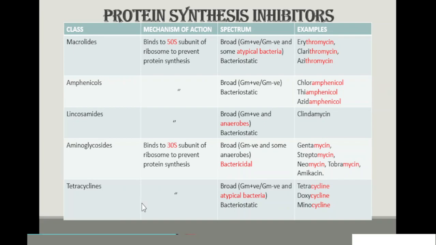So tetracyclines, they also bind to the 30S subunit like the aminoglycosides. They are also broad spectrum against gram-negatives, gram-positives, and atypicals. So the drugs acting against atypical organisms are macrolides and tetracyclines. You should take note of that. The examples also end in cyclin. So you have tetracycline itself, doxycycline, and minocycline.